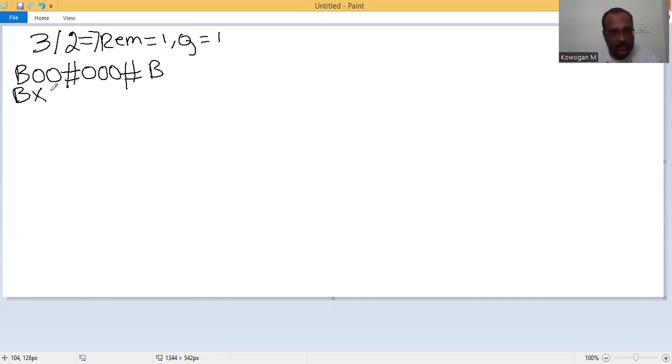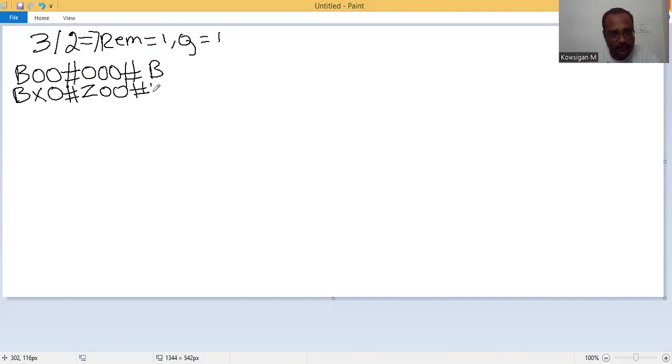So this 0 will be replaced as x and move to the right hand side. Keep this 0 as it is and move right. Then keep this hash as it is and move right. When you see the first 0 after the hash, this 0 will be replaced as z and you have to move to the left hand side.